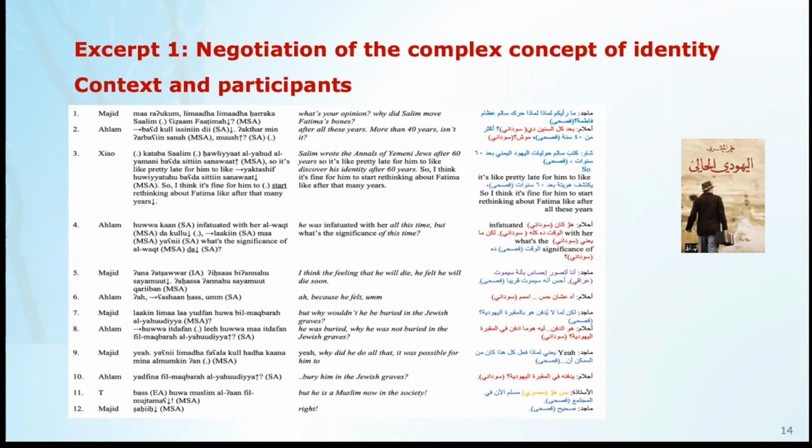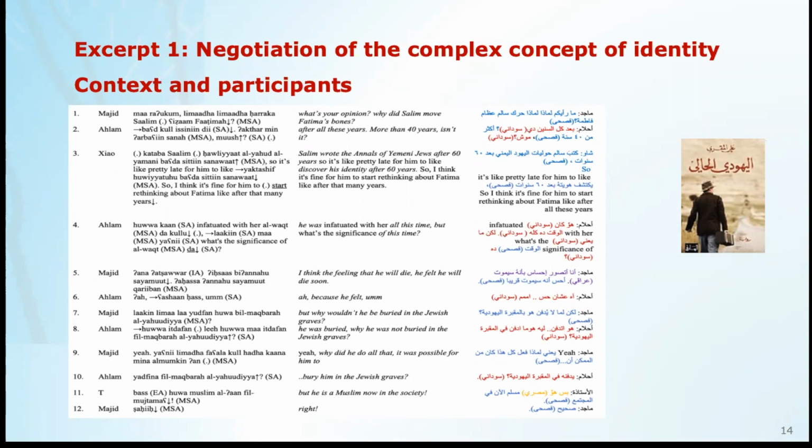Jao was a Chinese student who speaks standard Arabic most of the time. He didn't study Arabic abroad. He doesn't have a dialect. كتب سالم حوليات اليهودية اليمني بعد 60 سنوات. It's mostly in standard Arabic, except for سنوات, which should be سنة. And then he shifted to English. It's like pretty late for him to like يكتشف هويته بعد 60 سنوات.